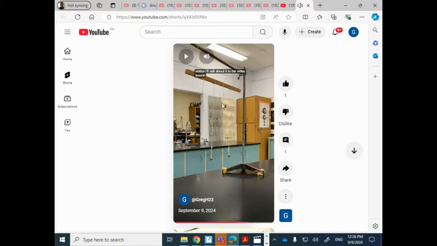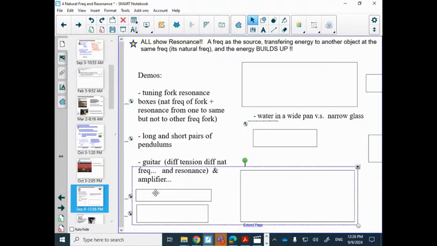So notice the energy transfers and then it cancels out from the other one, and the energy kind of bounces back and forth, and so they're kind of pushing and pulling on each other, and resonance happening between like frequency vibrations. So resonance, of course, there.